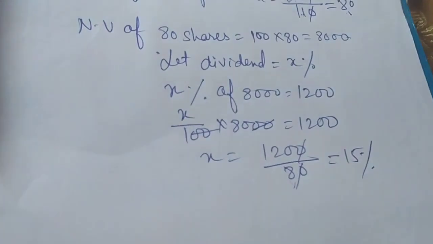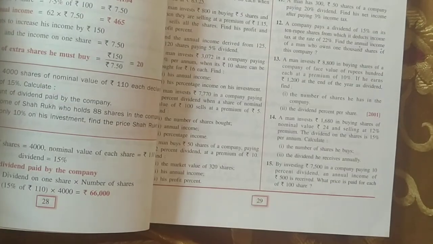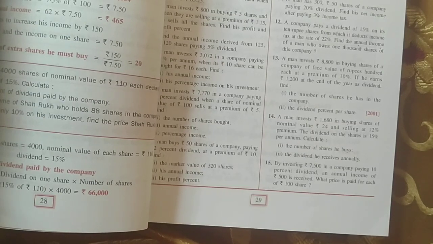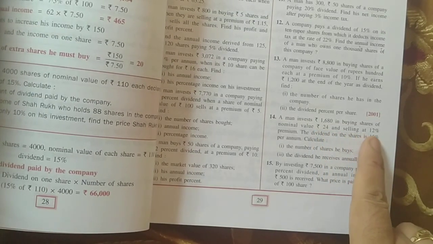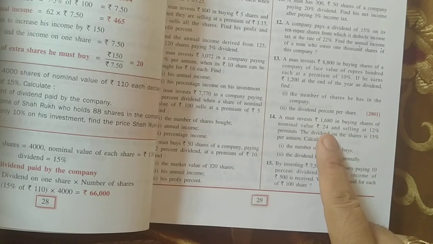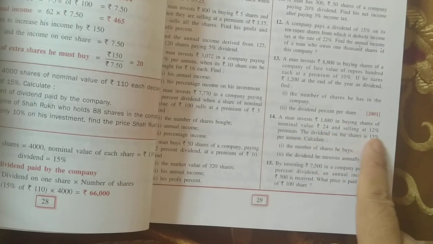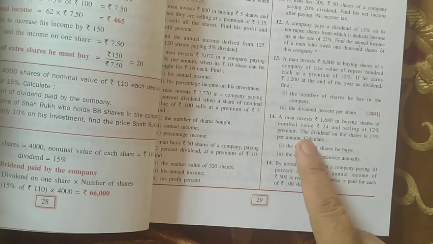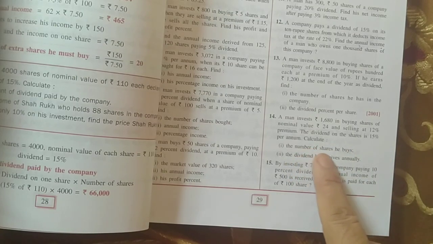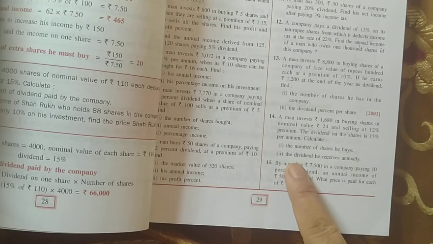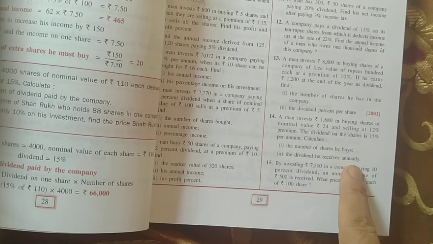So all the questions are the same. The 14th and 15th questions are also the same. Like this, a man invested 1680 in buying shares of nominal value 24 and selling at 12% premium. So market value is increased here. The dividend on share is 15%. Calculate the number of shares. Second part is the dividend he received annually.